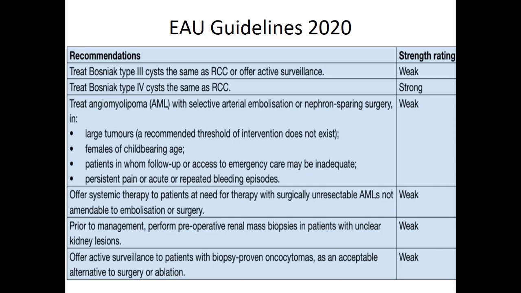So we look at the guidelines regarding the benign diseases. They say to treat Bosniak type 3 the same as RCC or offer active surveillance. And Bosniak type 4 cyst should be treated the same as the RCC. While for angiomyolipoma, with selective arterial embolization or nephron-sparing surgery, we should be considering treatment in the large tumors. They have not mentioned the size cutoff range for this large.